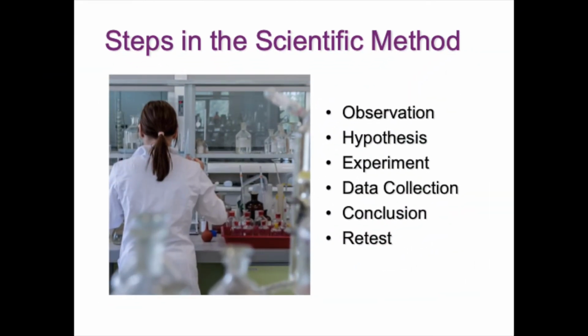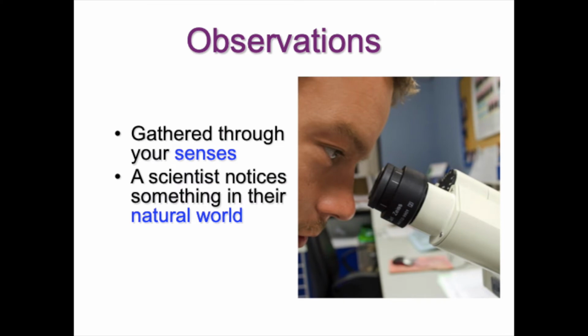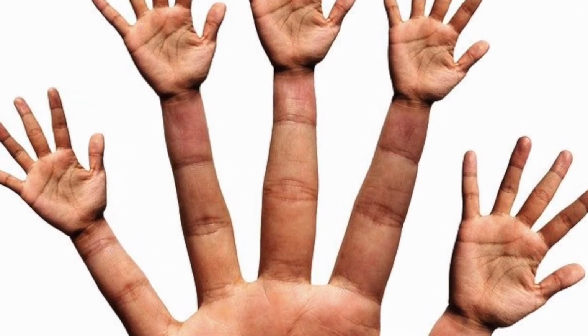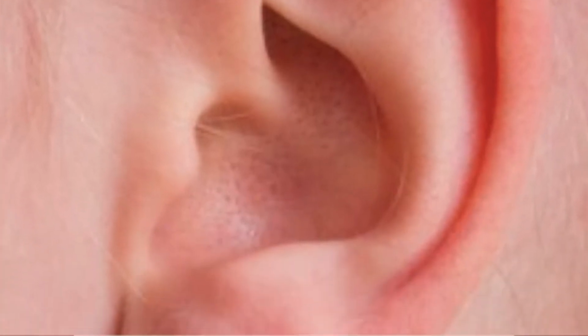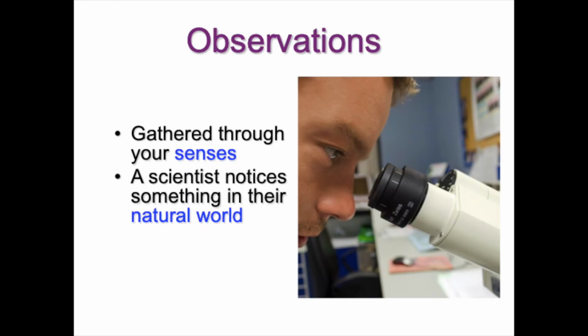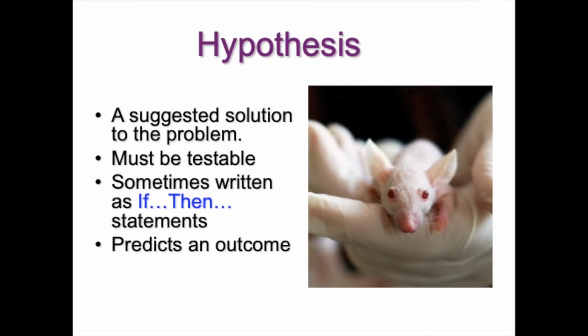We start off with observation, we move to a hypothesis, we experiment, we collect data, we make a conclusion, and then we retest. So what is observation? Observations are data that are gathered through your senses, whether it's your sense of smell, your sense of touch, perhaps your sense of taste, whatever you hear or whatever you see. These are our observations.